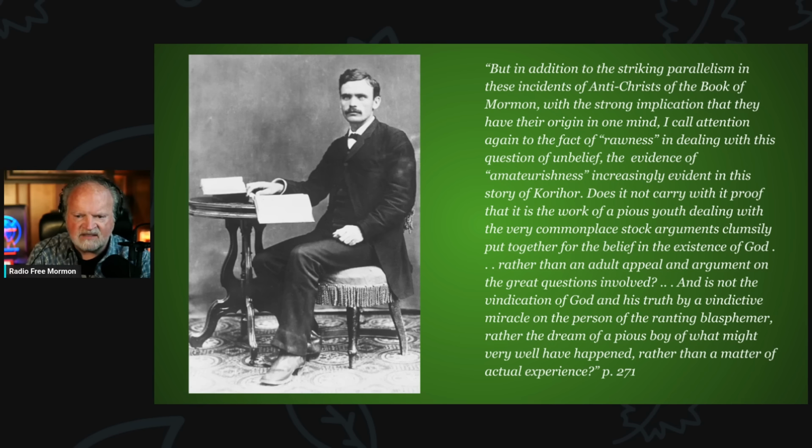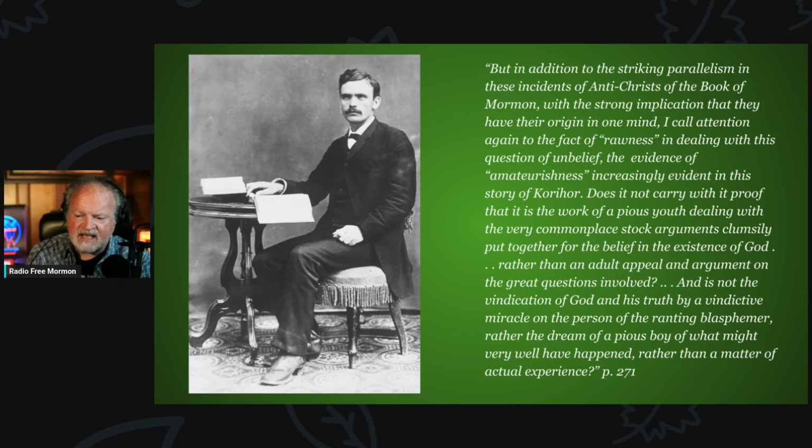Yes, this is a 70 in the LDS Church writing what he thinks of the narrative of the Book of Mormon in Alma 30. Rather than an adult appeal and argument on the great questions involved. So he's seeing this as so amateurish, and it is a youth who wrote it, not someone who's sophisticated and knowledgeable about the arguments relating to the existence of God, but a youth, albeit a pious youth, who's using the commonplace stock arguments, like all things denote that there is a God. We find that in Alma 30, remember? B.H. Roberts not impressed by the arguments put forth there.